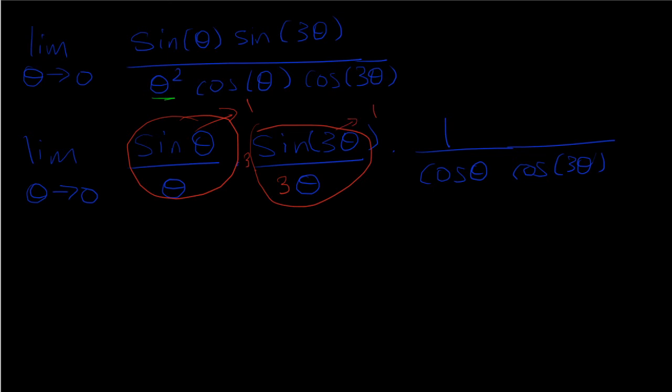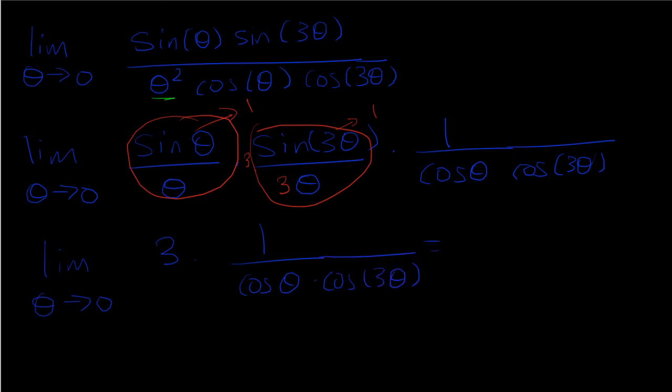And now I'm left with limit as theta approaches 0 of 3 times 1 over cosine theta times cosine 3 theta. I plug in theta equals 0, and cosine of 0 is just 1. So I'm just left with 3 as my limit.